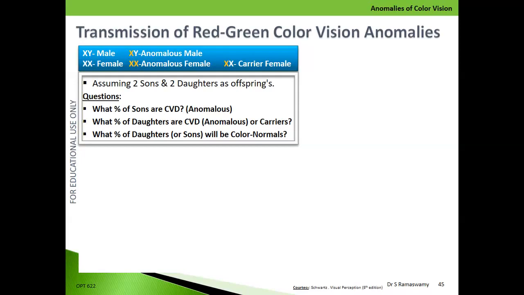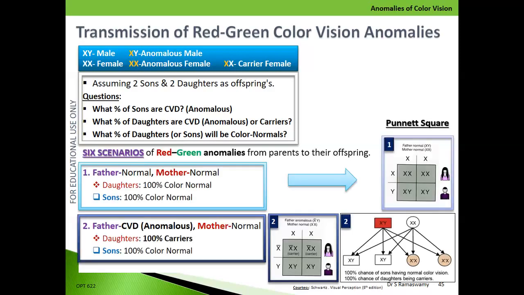Keep another thing in mind. The daughters who are carriers of the gene will still display normal color vision. So they are still color normals, but they may carry the gene. So let's talk about 6 different scenarios.